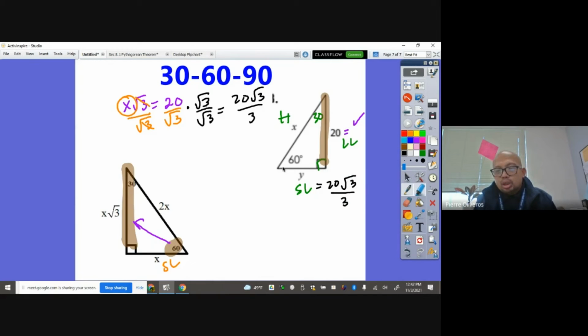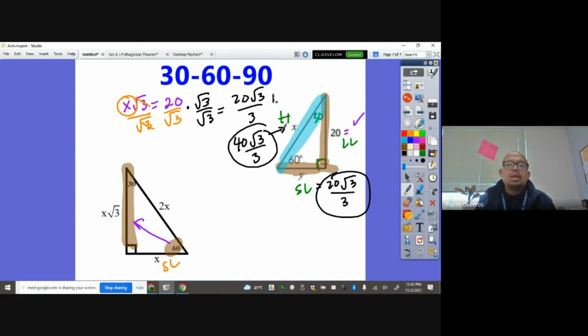Now you know what's your shorter leg. Again, we just double it to find the hypotenuse here. So multiply this by 2 here. That will give us 40 square root of 3 over 3. That's my hypotenuse. Easy, okay? And that's how you apply the 30, 60, 90 and 45, 45, 90 right triangle theorem.